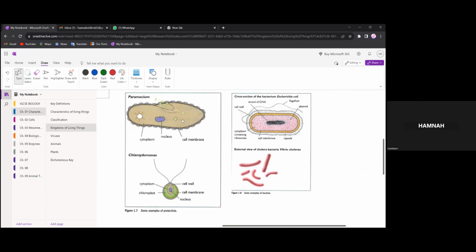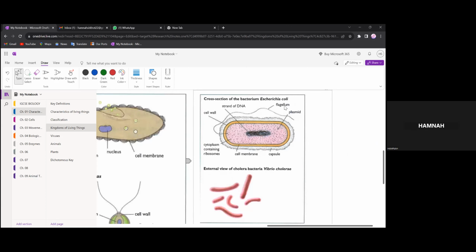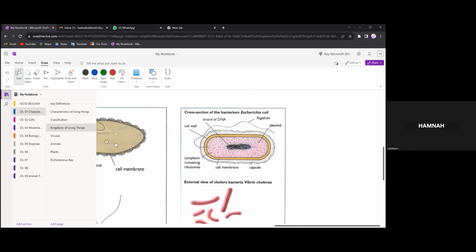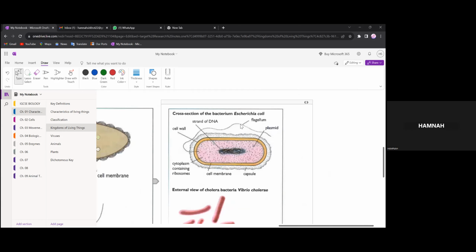Now, this is a bacteria. E. coli, Escherichia coli. I've written down here E. coli. You just write E. coli, it's easier as well. And this is a bacteria.